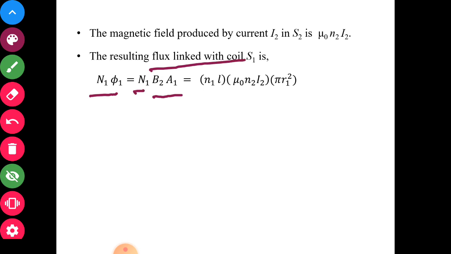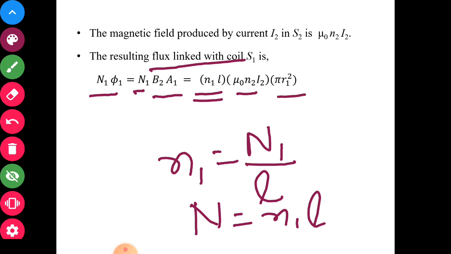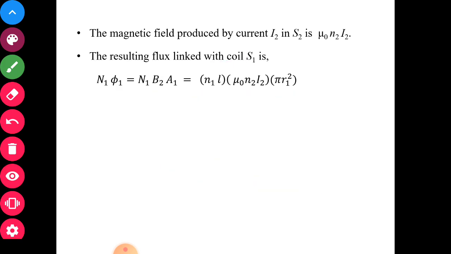So N1, as I explained, it is small n1 into L, because the number of turns per unit length is given by N1 upon L. So capital N1 will be small n1 into L. So it is first written as N1 into L. Then the magnetic field produced by the second solenoid throughout is mu 0 N2 I2, and the area of the first solenoid is pi R1 square.